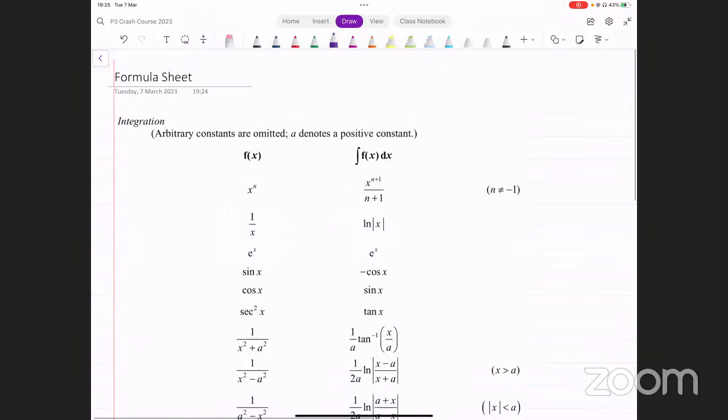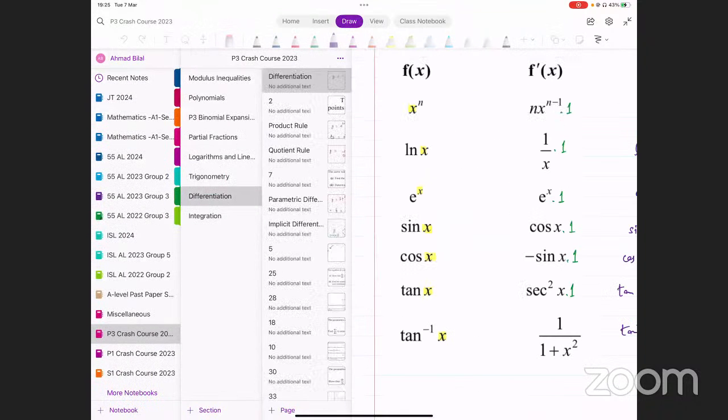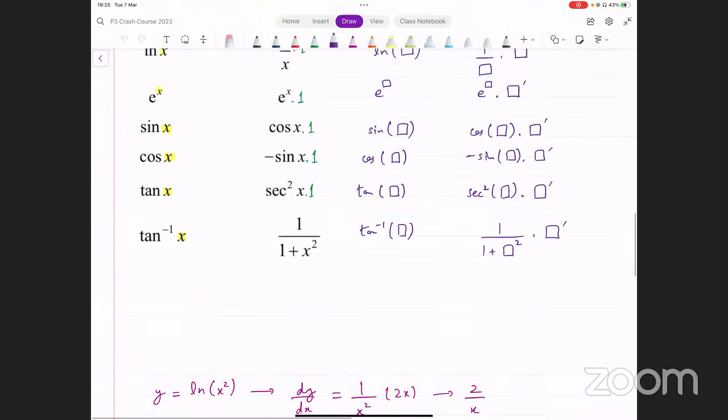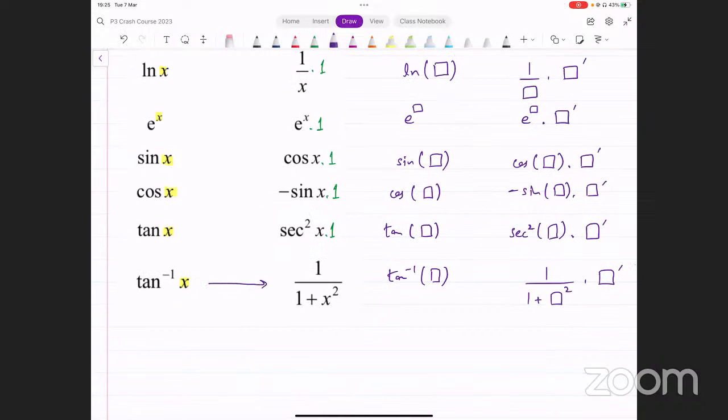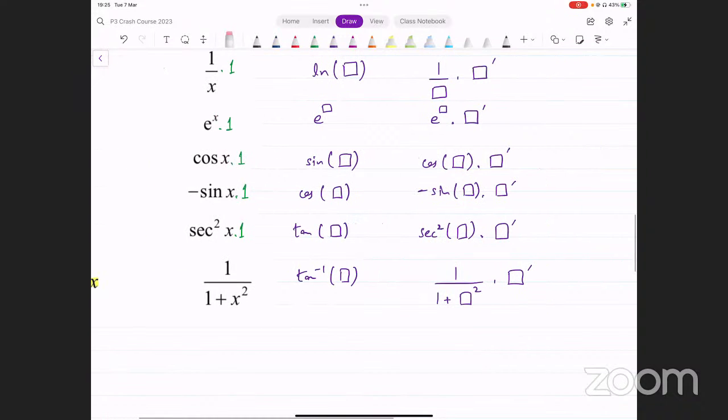But remember, we've done another rule earlier in differentiation: if you have tan inverse of x, how can you differentiate it? The derivative of tan inverse of x is 1 over 1 plus x squared. And if you have something other than x here, you also have to multiply by the derivative of that expression. Now, integration is reverse differentiation. Integration is reverse differentiation.